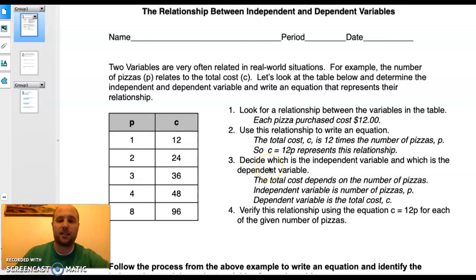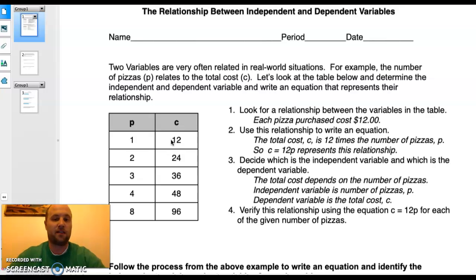Third, decide which is the independent variable and which is the dependent variable. The cost depends on the number of pizzas. If I don't add any pizzas, for one pizza, it's still 12. So the independent variable is the number of pizzas. That's the thing that doesn't rely on others. What relies on the others, the dependent variable, is the cost. Cost depends on the amount of pizzas. It's no different than anything you ever ordered before in your life.